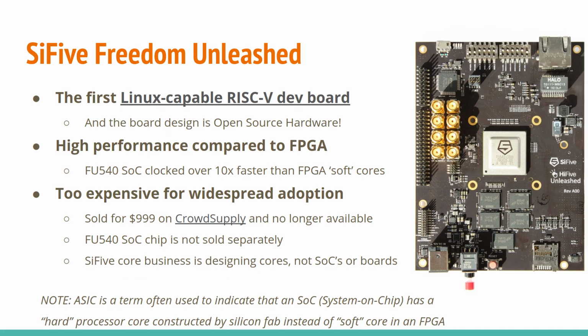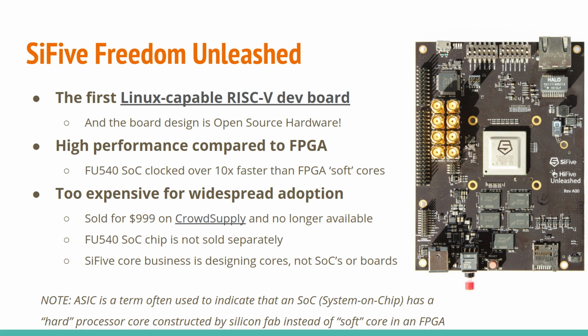So some of you may recall a few years ago, SiFive came out with the Freedom Unleashed board, which is the first Linux-capable RISC-V dev board. And it used a SoC from SiFive called the FU740. And this was a lot faster than what people had been using previously, which was FPGA soft cores, which are just inherently slow compared to a real SoC. And one thing to note is oftentimes people say ASIC when they're talking about a real hard core in a SoC instead of a soft core in an FPGA.